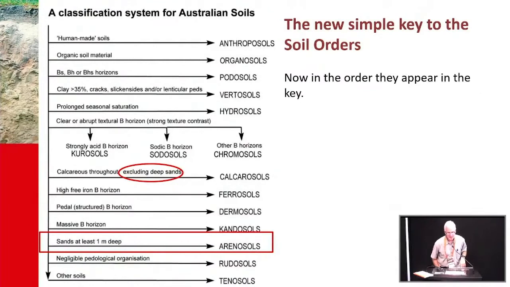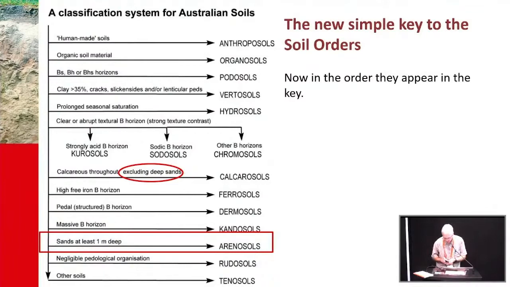It's only when you get to the end and you've taken out all the other options and you've got a deep sand that it fits into the renosol group. So it's very important that we didn't want to have an impact on the podosols or the deep sandy duplex soils. It's when you get towards the end and you've still got a deep sand.